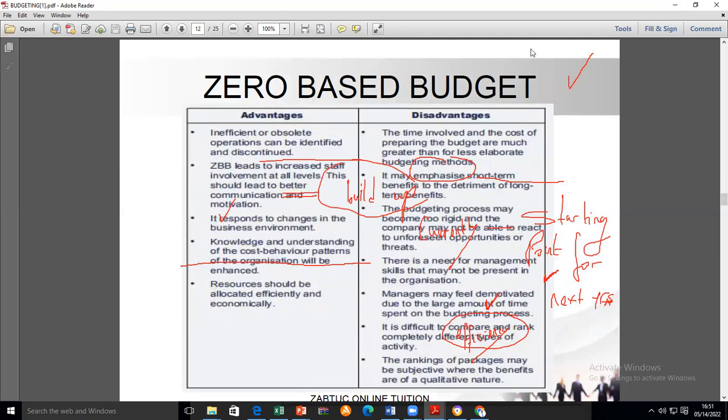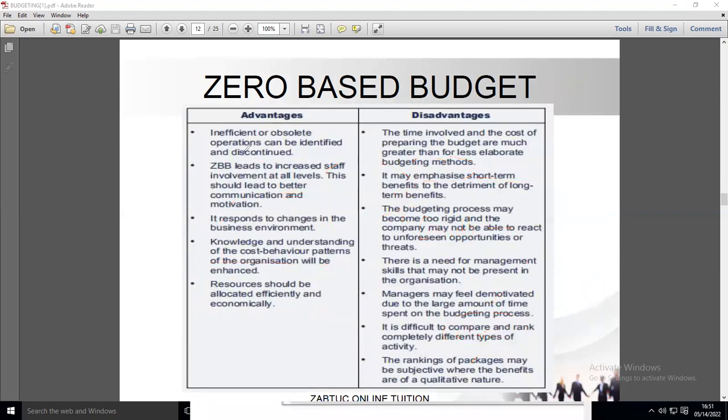Let's reflect on some advantages and disadvantages. Number one, inefficient or obsolete operations can be identified and discontinued with this approach. The approach leads to increased staff involvement at all levels, which should lead to better communication and motivation. This method enables us to respond to changes in the business environment. Knowledge and understanding of the cost behavior patterns of the organization would be enhanced. Resources should be allocated efficiently and economically if we introduce this approach.